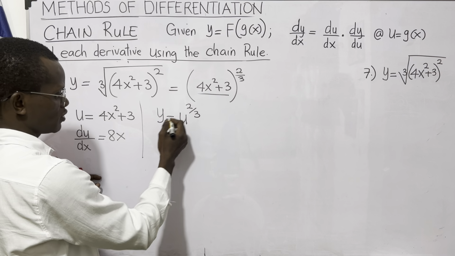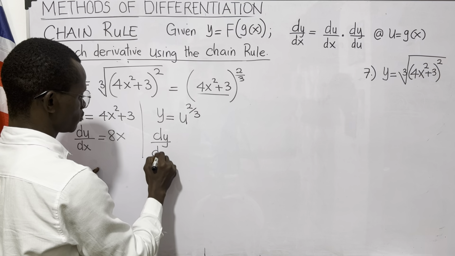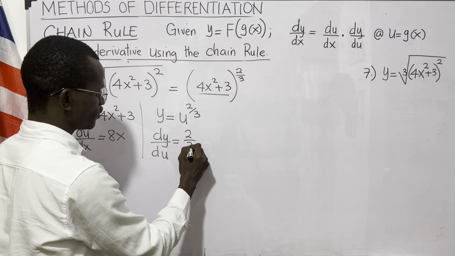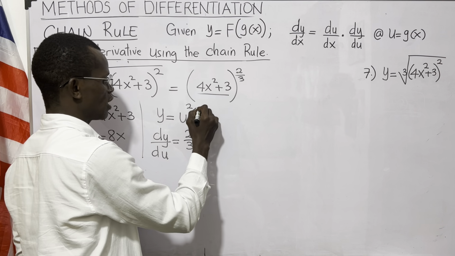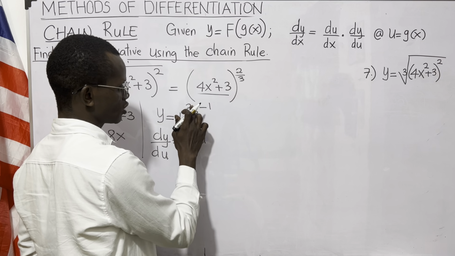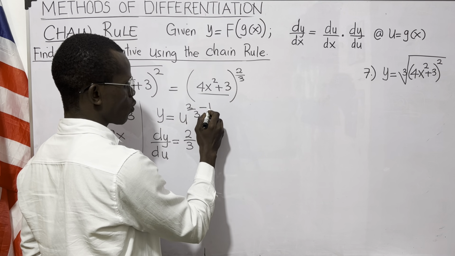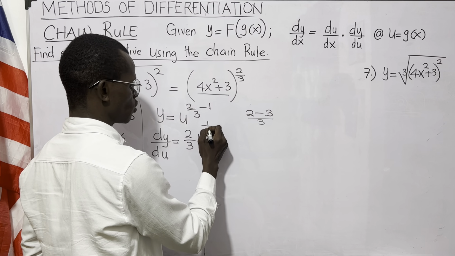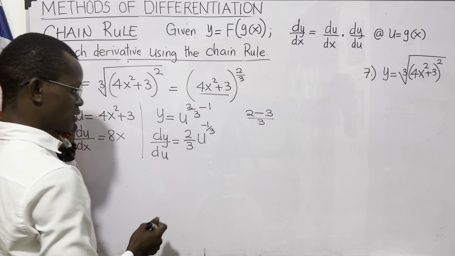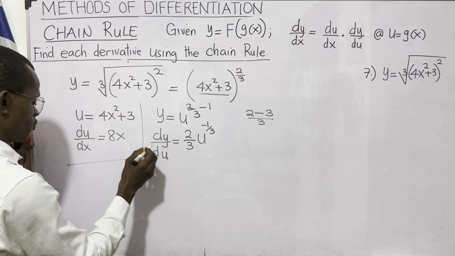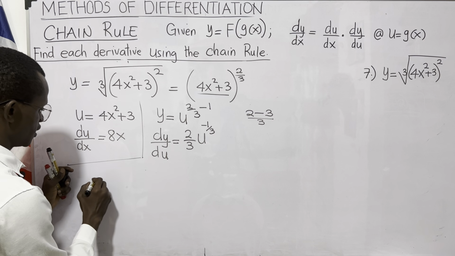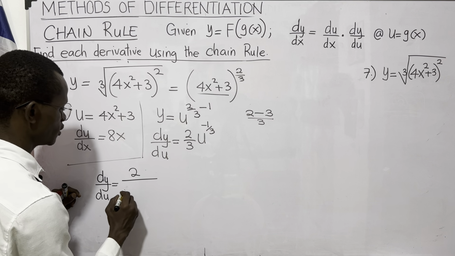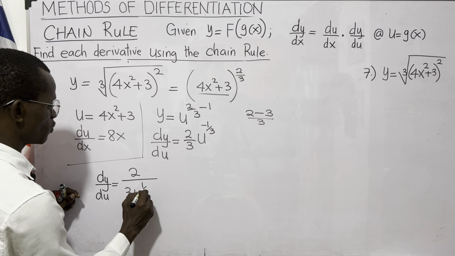So what is the derivative of this? dy/du will just give us 2/3. We drop 2/3, rewrite u, and subtract 1 from this power. So the same shortcut method: 2 minus 3 all over 3. So this becomes minus 1/3, because this is minus 1. So we can say let's reciprocate. That is dy/du is equal to 2 over 3 u raised to the positive 1/3.